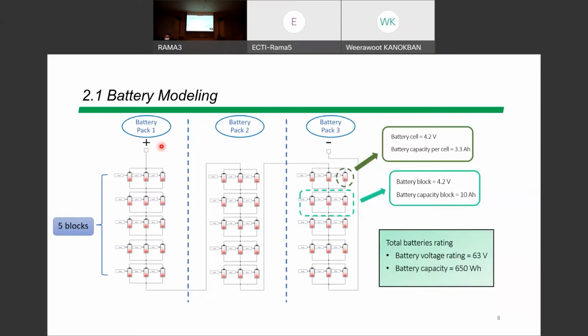The battery packs connect in series, and each battery pack has T parallel cells and I series boxes. After designing all battery cells, the total battery rating is 63 volt and the battery capacity is 650 watt hour.